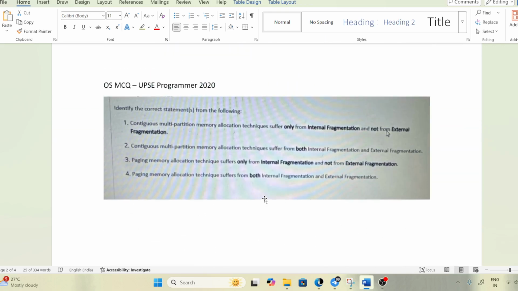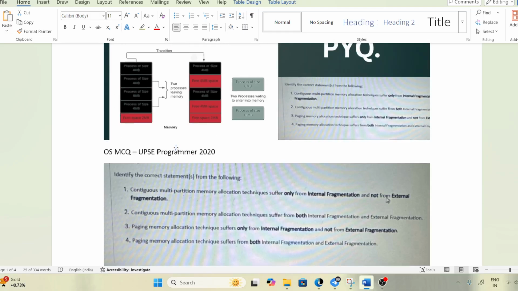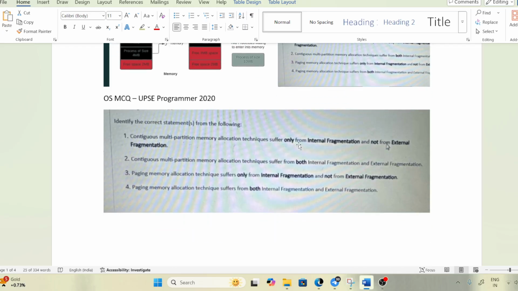Okay. So I hope you have paused the video and read the question. Now let's see which is the right answer for this question. So continuous multi-partitioning memory allocation: we are having the continuous allocation over here. Option 1: it suffers from internal fragmentation and not from external fragmentation. Option 2: continuous multi-partitioning memory allocation technique suffers from both internal and external fragmentation. Option 3: paging memory allocation suffers only from internal fragmentation, not from external fragmentation. Option 4: paging memory allocation suffers from both internal and external fragmentation.